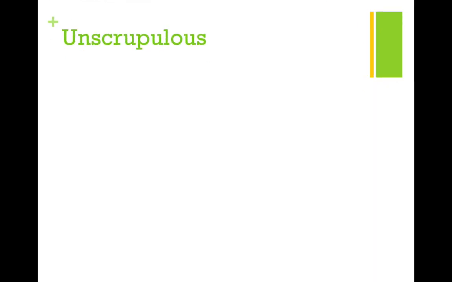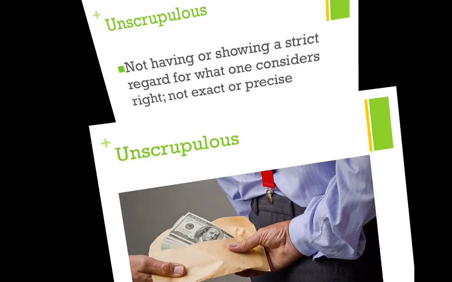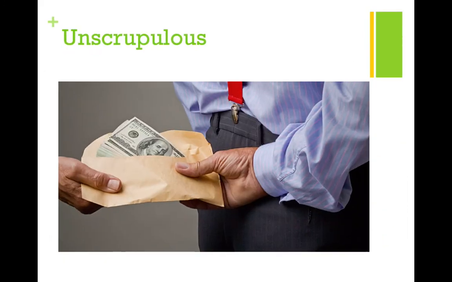And on the opposite is unscrupulous. Unscrupulous means not having or showing a strict regard for what one considers right, not exact or precise. So somebody who is unscrupulous is not virtuous. So if you take a bribe, you are being unscrupulous. If you try to take advantage of somebody, you may be being unscrupulous. Somebody who is a thief is unscrupulous. So again, unscrupulous, think of it as the opposite of virtuous.